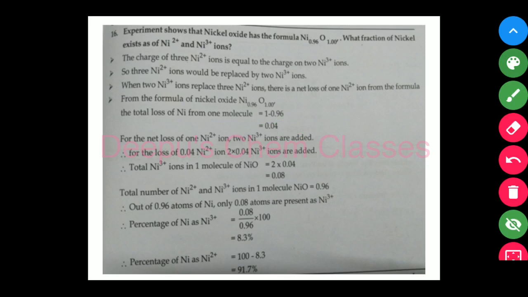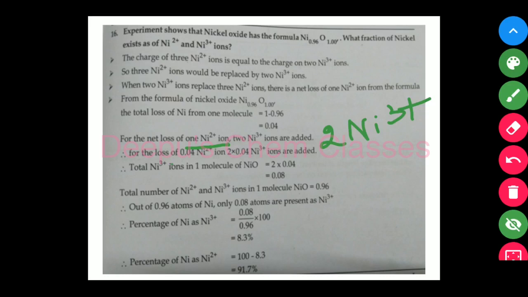Just like a word problem you do in maths: 1 pen costs 20 rupees, then what about the cost of 5 pens? You just multiply 5 into 20 divided by 1. Similarly, you do a word problem here. For the loss of 1 Ni2+ ion, we need 2 Ni3+ ions, which are accommodated instead of 3 Ni2+, so that 1 Ni2+ ion is lost. Isn't it? Right.